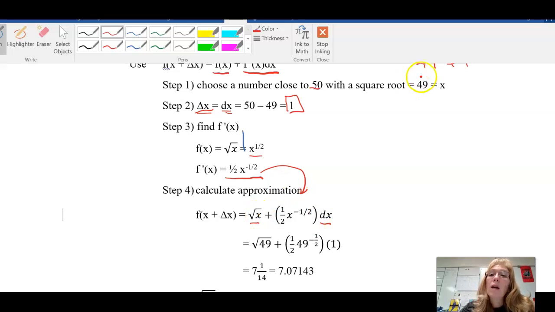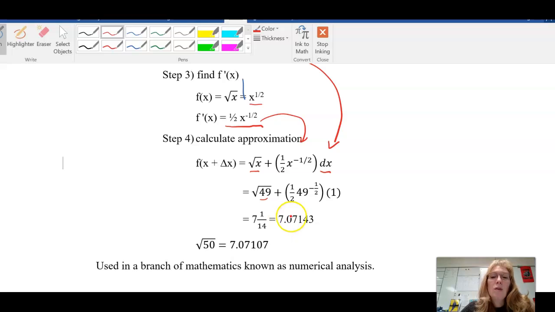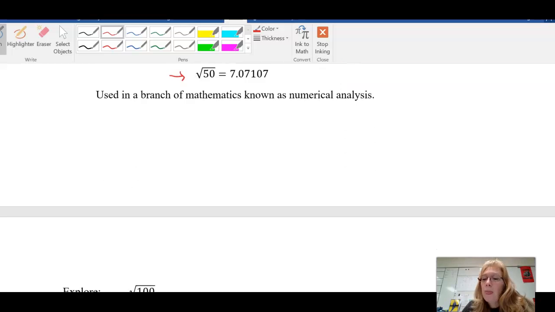Well, x in our case is 49, so we can put 49 in for x. The change in x is what we found up here. That's our 1. Type that into the calculator, and we get 7.07143. Now, actually type in the square root of 50 in your calculator. You will see they are very, very close. Not exact, but close. Close enough.